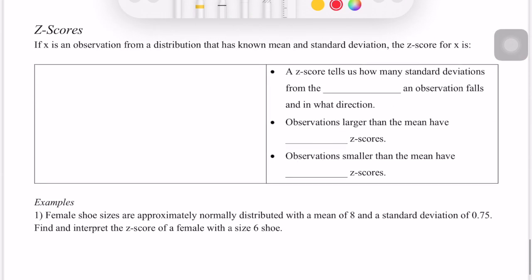These are called z-scores. If x is an observation from a distribution that has mean mu and standard deviation sigma, the z-score for x is the following. I think we just wrote it, but let's go ahead and write it again. It's fun to write. The z-score tells us how many standard deviations from the mean an observation falls, and in what direction. Observations larger than the mean would end up with positive z-scores, and observations smaller than the mean end up with negative ones. Let's do some examples.